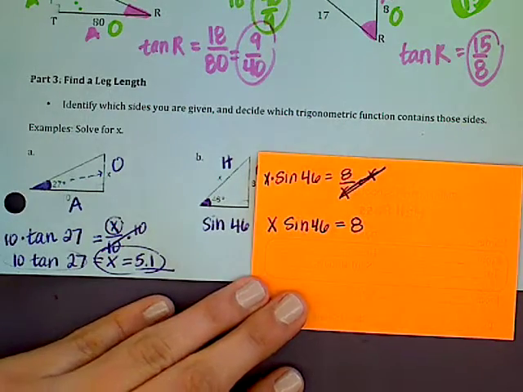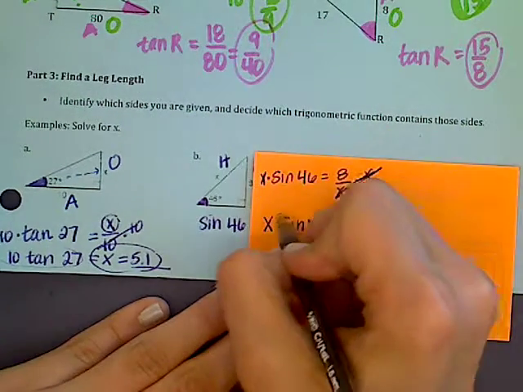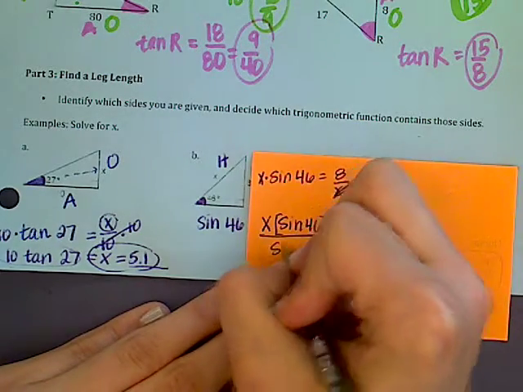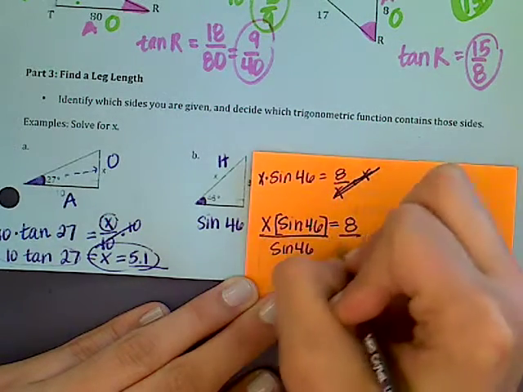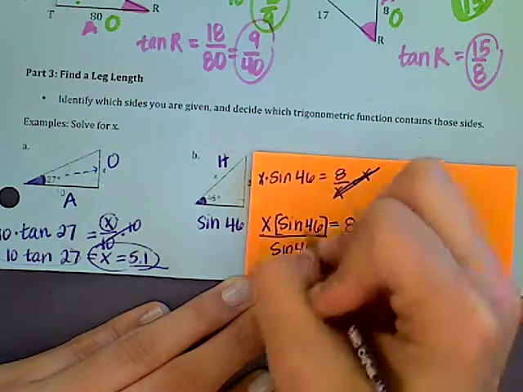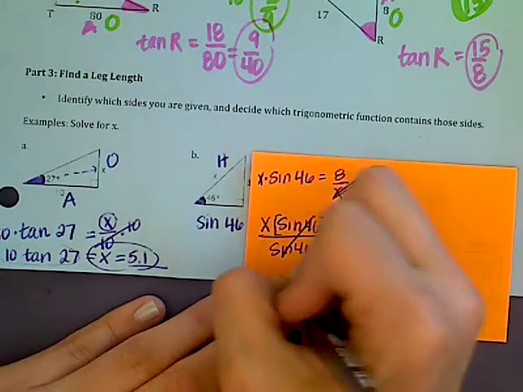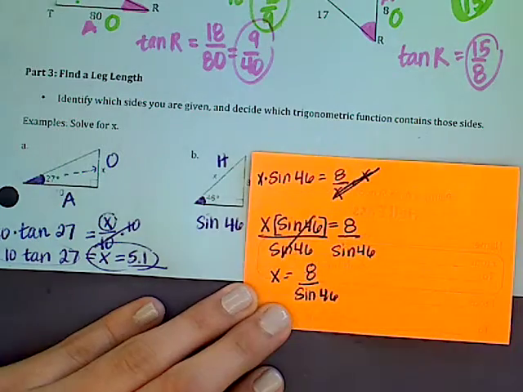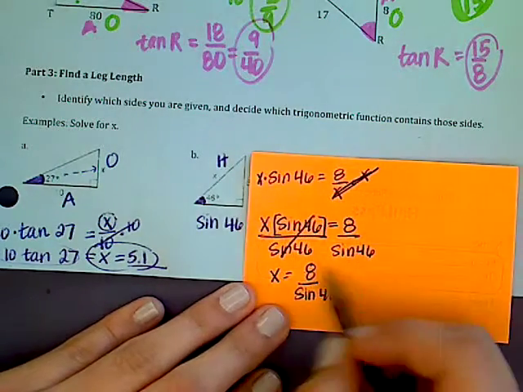Now, this is where it's tricky because you're not used to these trig functions. Sine 46 is just a number. So you can divide by sine 46 to get x by itself. So x equals 8 divided by sine 46. And we can put this in our calculator.